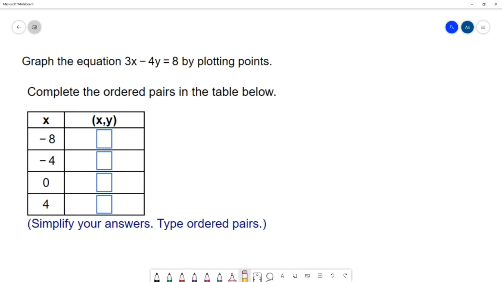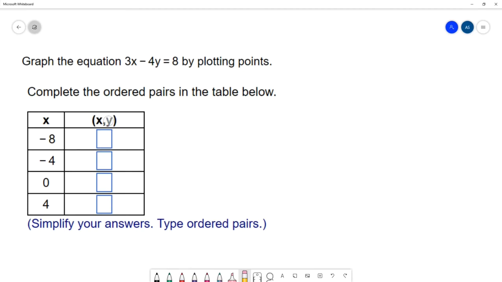For this example, we want to graph the equation 3x minus 4y equals 8. And we're going to graph it using the plotting points method. Now we are specifically given which x values we want to use. And we want to find the y values, but you can see here at the top of our table, the answer that we want to type in the blank should be an ordered pair.